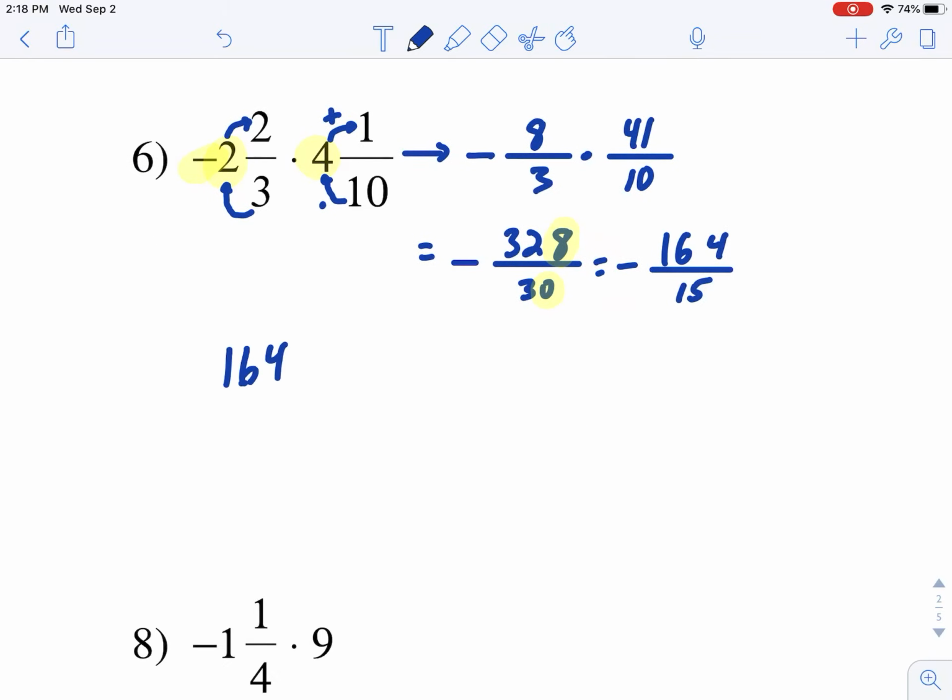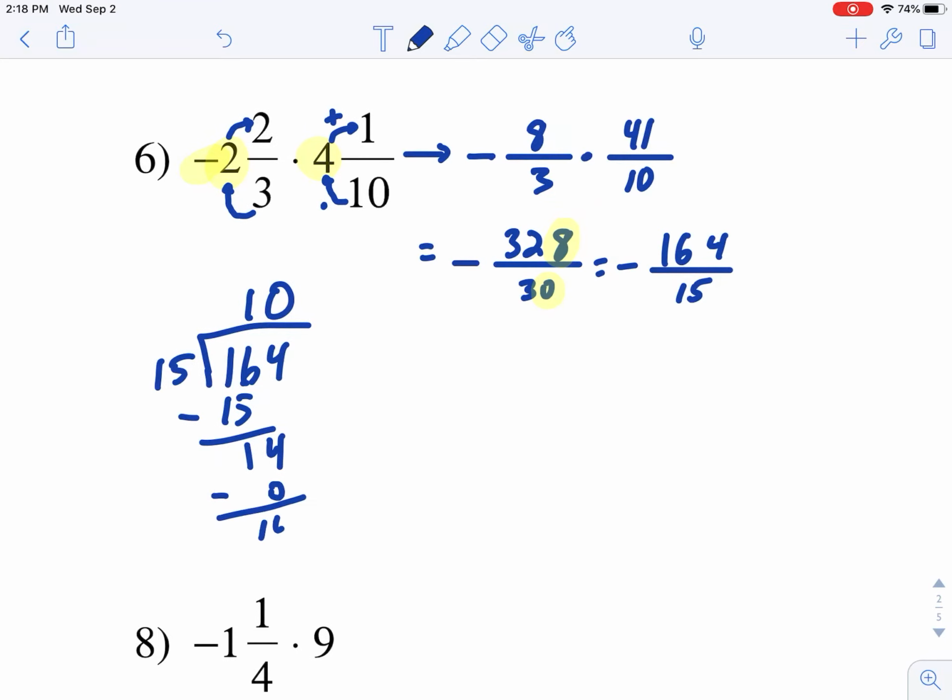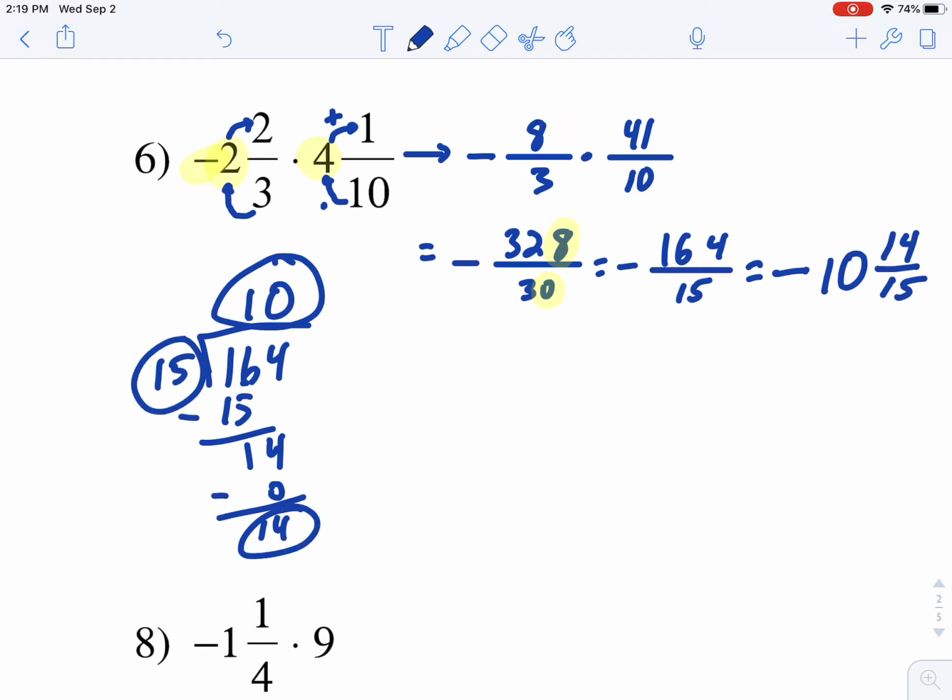Do 164 divided by 15. 15 goes into 16 once. Subtract that, you get 1, bring down the 4. 15 won't go into 14 at all, which means 0 times 15 is 0. When you minus that, there's a remainder of 14. So that means the answer is negative, because there's a negative sign there, right? Negative 10, which is what we call the quotient, and 14, there's the remainder, over 15, which was the original denominator, and that is the final answer.